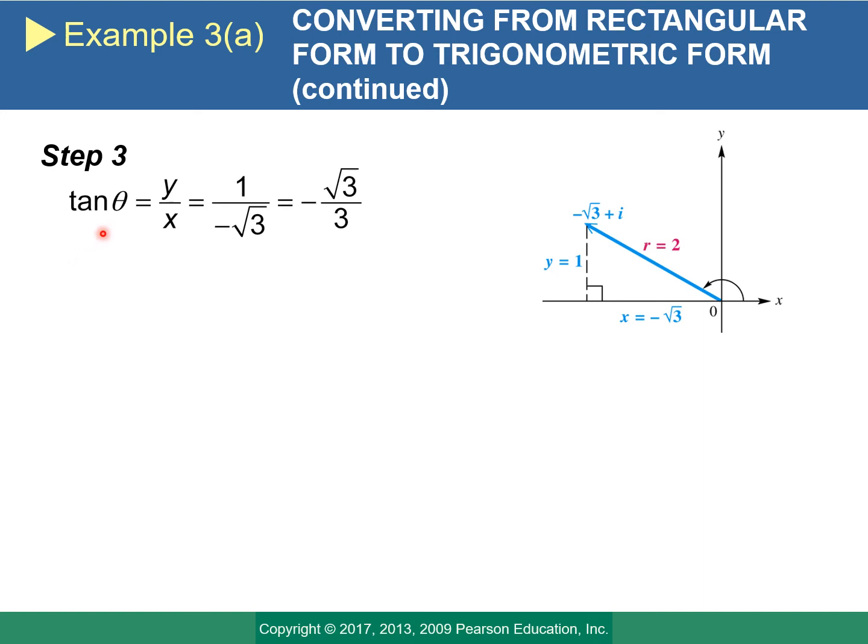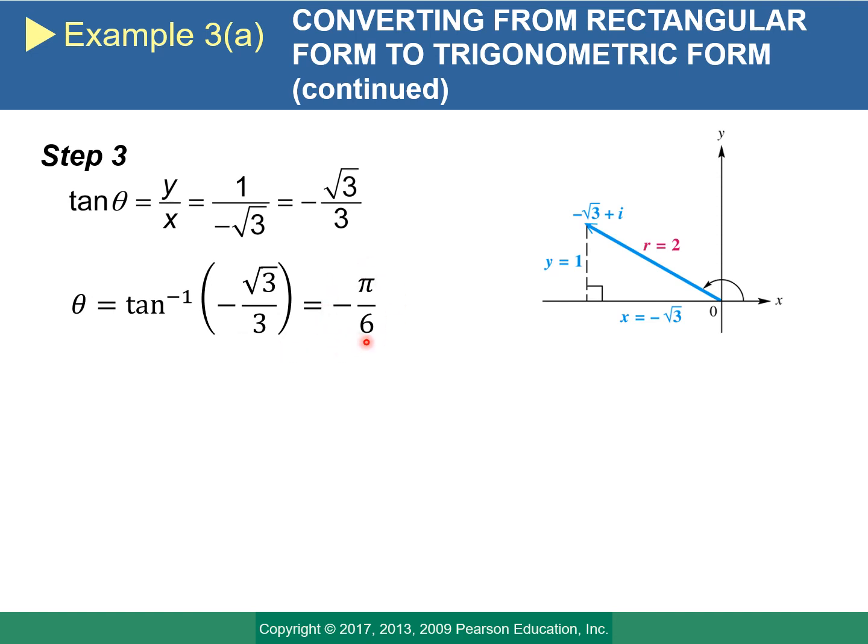We know that tangent of theta is y over x, so we fill in our numbers. Y is 1, x was negative root 3. If you just rationalize this fraction, we have negative root 3 over 3. So now we need what angle theta gives us this tangent value. So we're going to use tangent inverse. If you plug this into your calculator, or you just think about your unit circle, tangent inverse of negative root 3 over 3 is negative pi over 6.